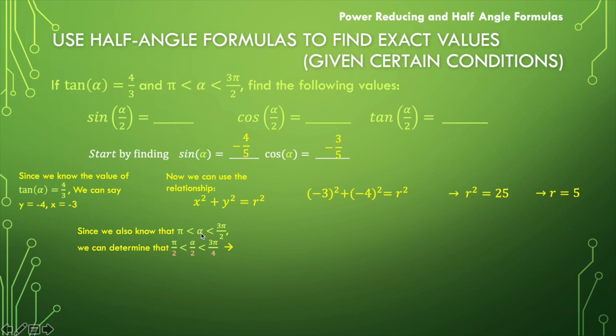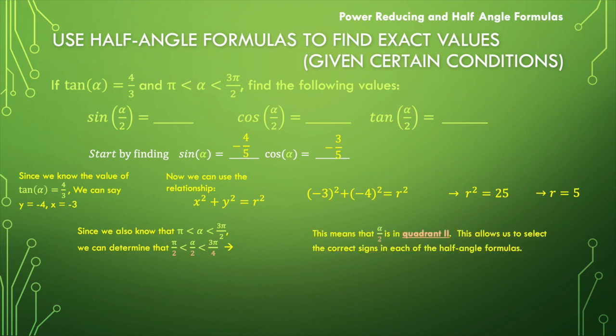Since we know that alpha is between pi and 3 pi over 2, we can take this inequality and multiply each piece of the inequality by 1/2. Okay, that will give us pi over 2 is less than alpha over 2, which is less than 3 pi over 4. This tells us that alpha over 2 is sitting in the second quadrant. This is going to allow us to make the appropriate sign choices for our functions.